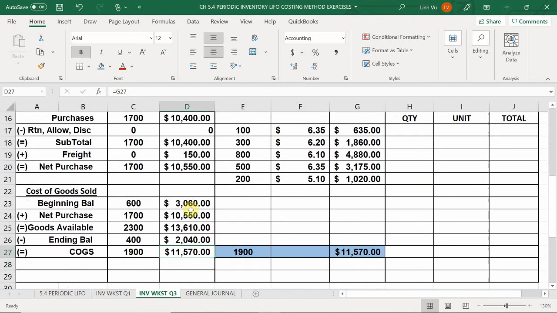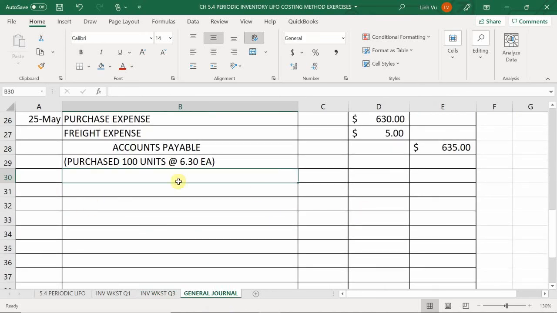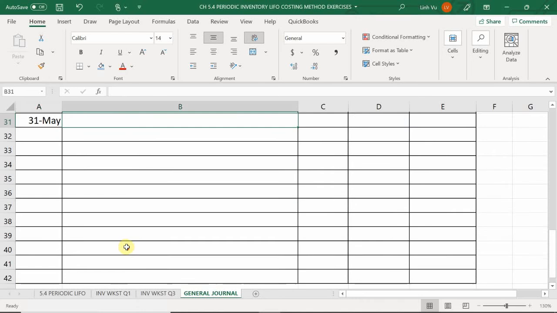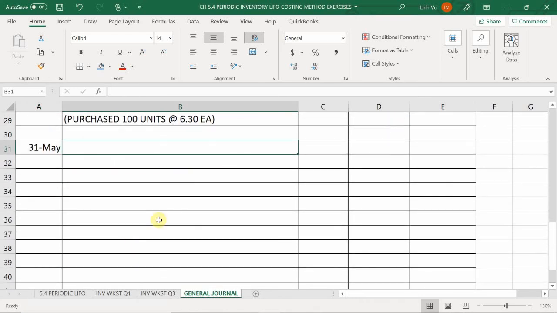So let's go ahead and finish this up with our conversion entry. So now it is May 31st, right? How am I going to write out my conversion entry? How do I journalize my conversion entry? Inventory. Inventory.